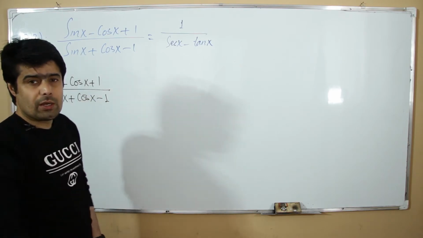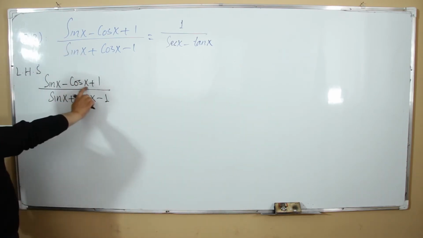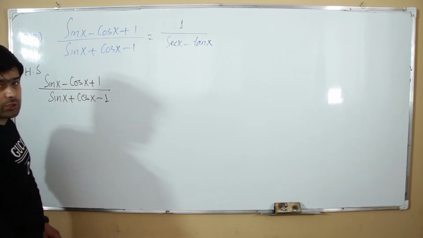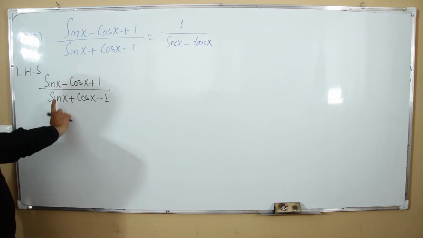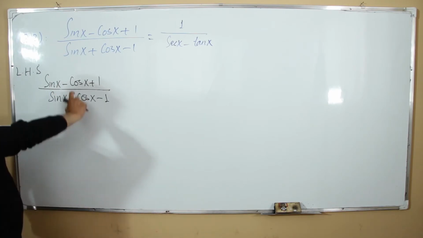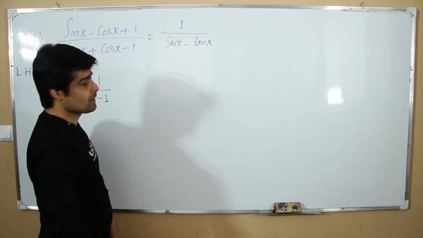Now, first you have to look at the angle. The angles are x, x, x, x. Do not change the angles. Second, look at the trigonometric ratios. We have sine and cosine, sine and cosine. By the way, this one should change to secant and tangent.